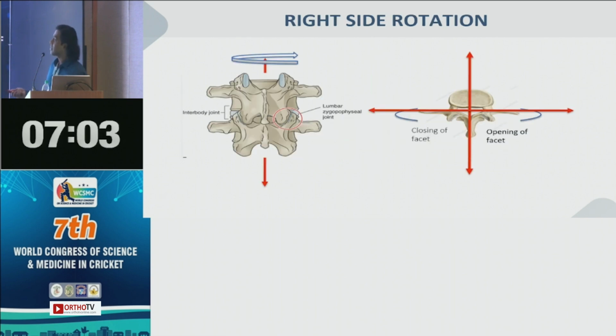Now let's look at what is happening in rotation. Normally, there is opening of the facet on the right side rotation and closing on the left side. That means the moment I'm rotating to the right side, there is normally opening of the facet, and there should be closing of the facet on the opposite side. That means this area has got more space. There is more approximation of the joint in this space.